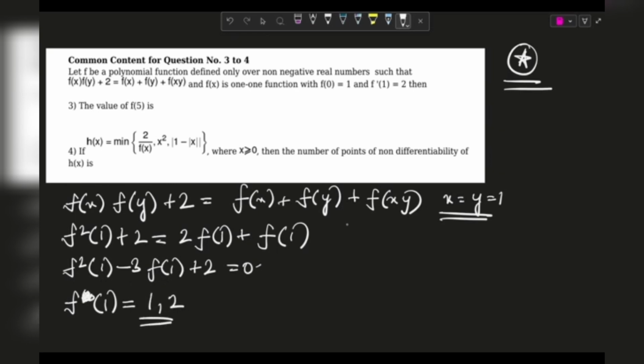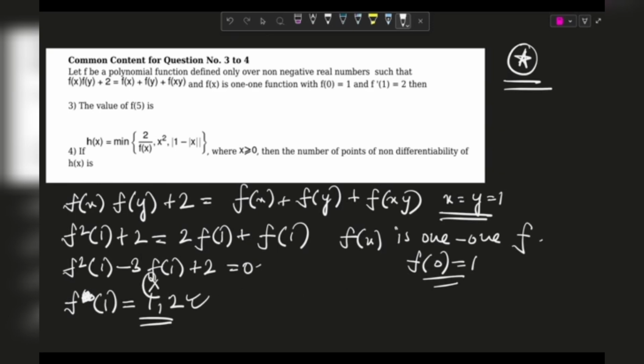But one thing which is alarming here is that f of x is a 1-1 function, right? It's given f of x is a 1-1 function, and on top of that f of 0 is already given to be 1. So 0 is already mapping to a value 1. That means f of 1 cannot be 1, it has to be 2. So f of 1 is 2, as well as f dash 1 is also 2. That's what we have. And now we have found out that f of 1 and f dash 1 both are 2. So let's proceed to finding out f of x finally.